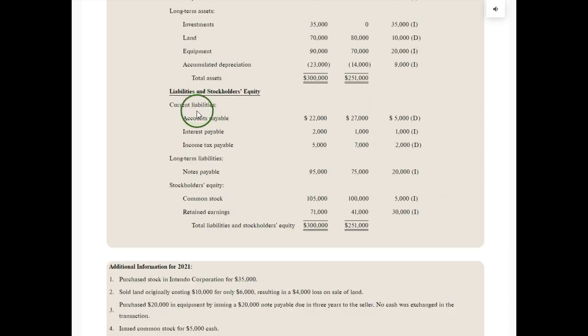And let's see, current liabilities. Again, find the changes. Accounts payable went down $5,000, interest went up, decrease, increase. And get down to stockholders' equity, we have an increase here in stock, and then retained earnings. Even though we're not going to use this number specifically, it did go up $30,000.